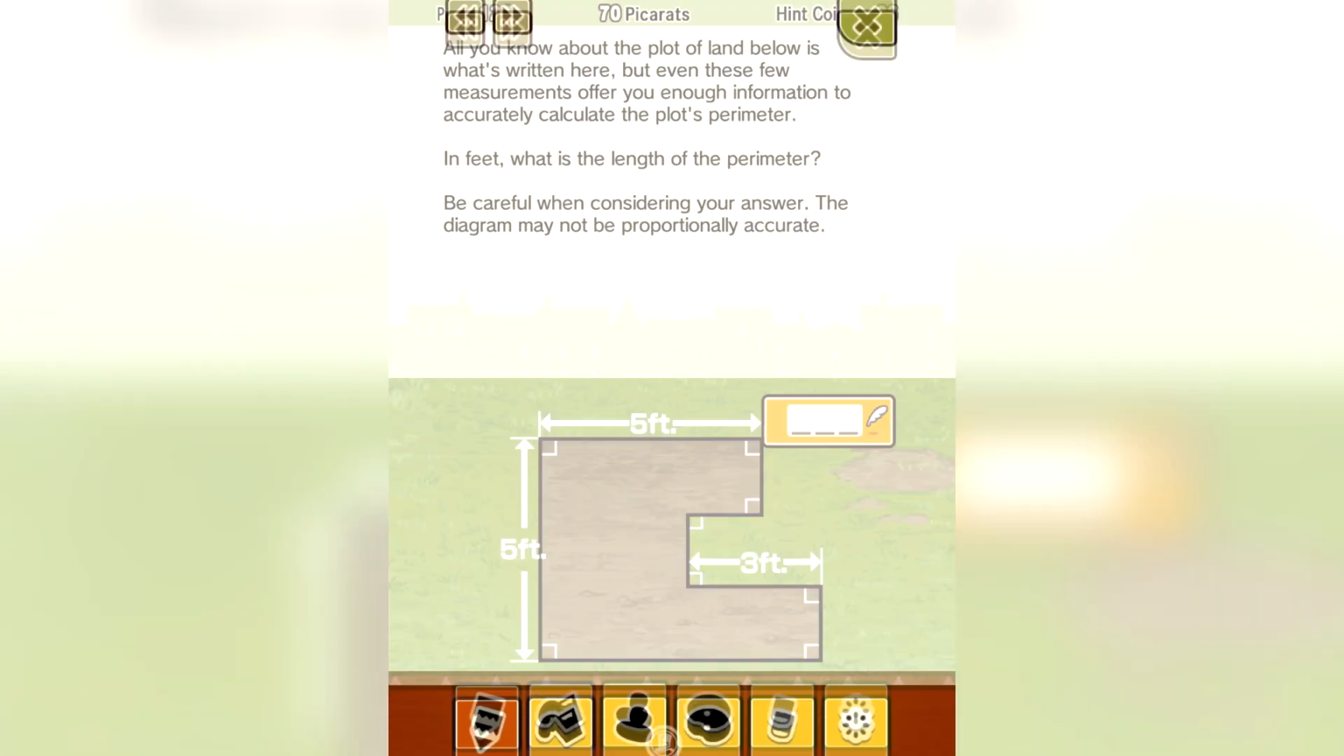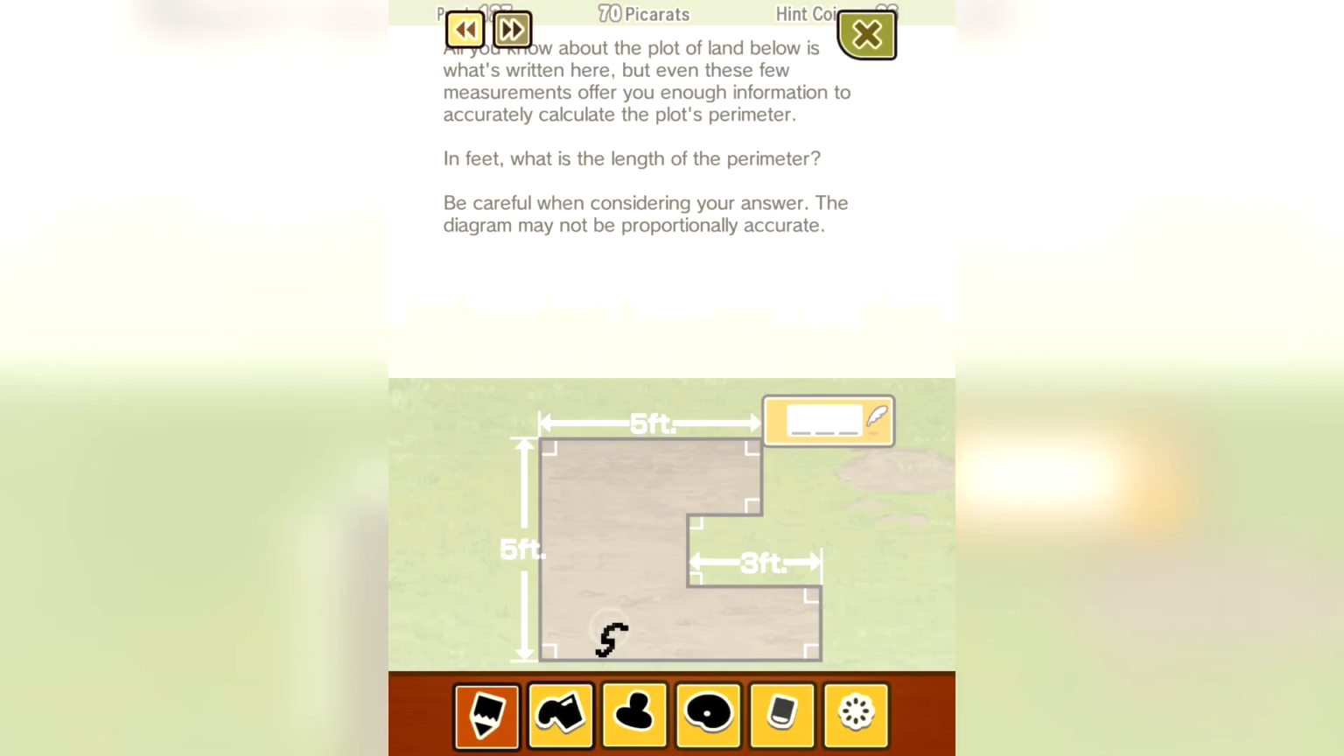We can simplify this by... This one is 5 feet down there. So that's another side that we can add up. We just need to find the values of all the sides. Once we do that, we're good to go.